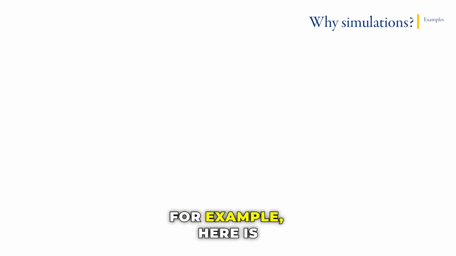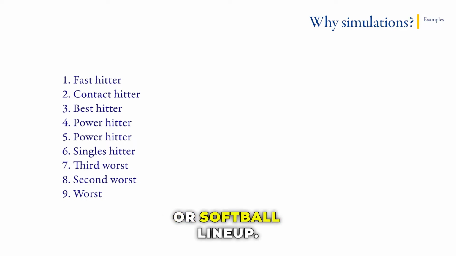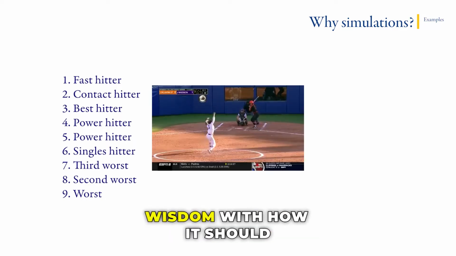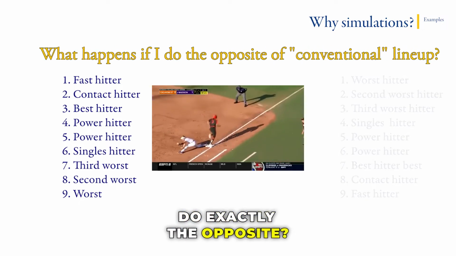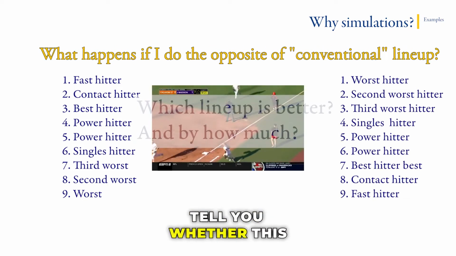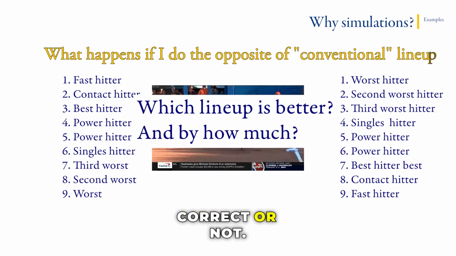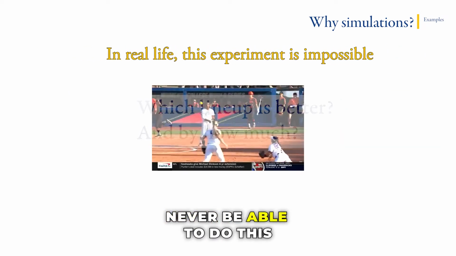life. For example, here is a traditional baseball or softball lineup. This is the conventional wisdom with how it should be. What happens if I do exactly the opposite? Your simulation could tell you whether this conventional wisdom is correct or not. In real life, you would never be able to do this experiment.